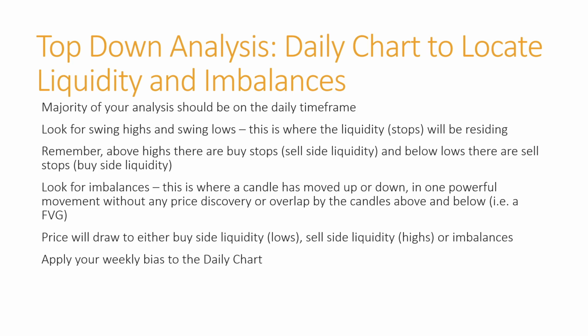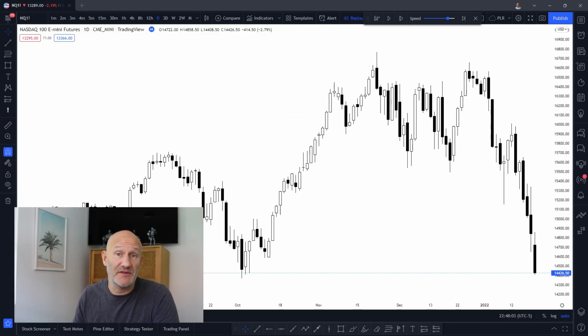So what we're looking to do is apply our weekly bias to the daily chart. Moving on to our daily chart now, we've zoomed in from the weekly to the daily, and we're applying our bearish bias. From the weekly chart, we anticipate that the market will move lower. We don't know exactly where it's going to go or how low. Now on the daily chart, we're looking for swing lows or highs. In this case, we're bearish, so we're looking for swing lows, because we know that's where liquidity is going to be sitting, and that price is going to be drawn towards that point.